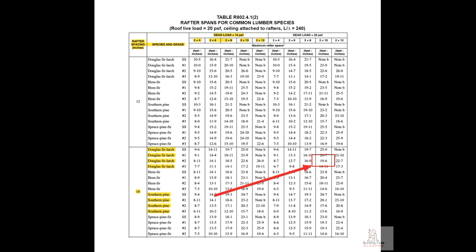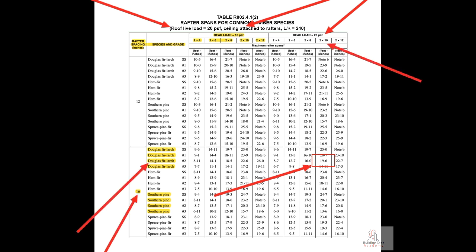Rafter max span is 19 feet and 6 inches when roof live load is 20 psf, dead load 20 psf, ceiling attached to rafters. Rafter spaced 16 inches with Douglas fir, larch number 2. Rafter nominal size is 2 by 10 inches.